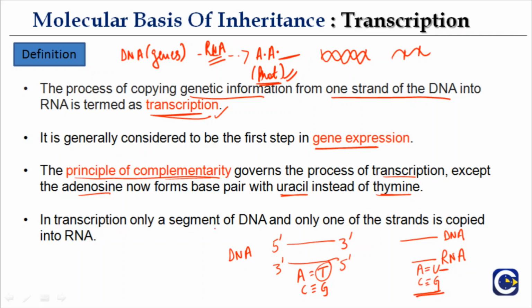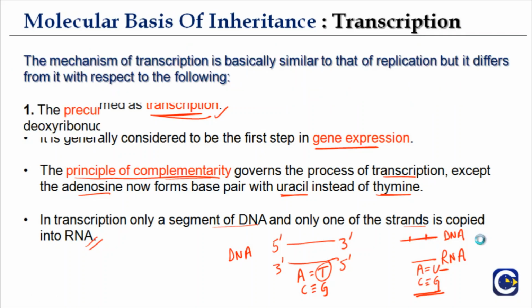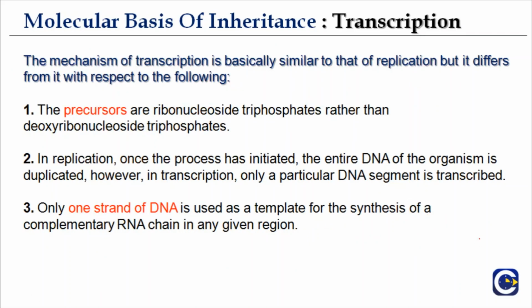In transcription, only a segment of DNA and only one of the strands is copied into RNA. We just discussed that. The mechanism of transcription is basically similar to that of replication, but it differs from it with respect to the following. There are always some differences. What are the differences?